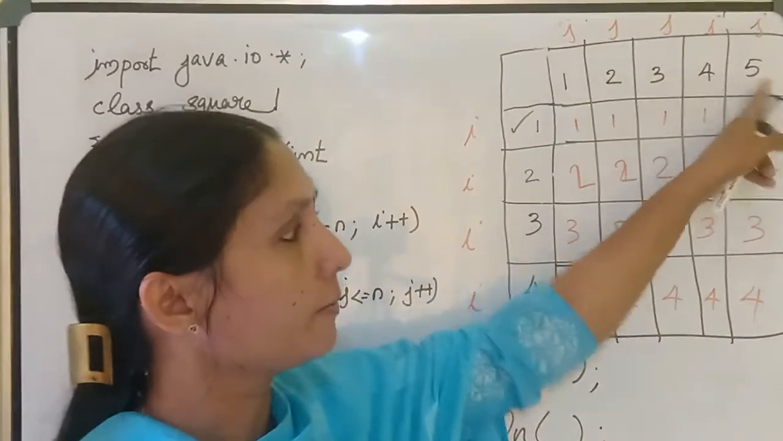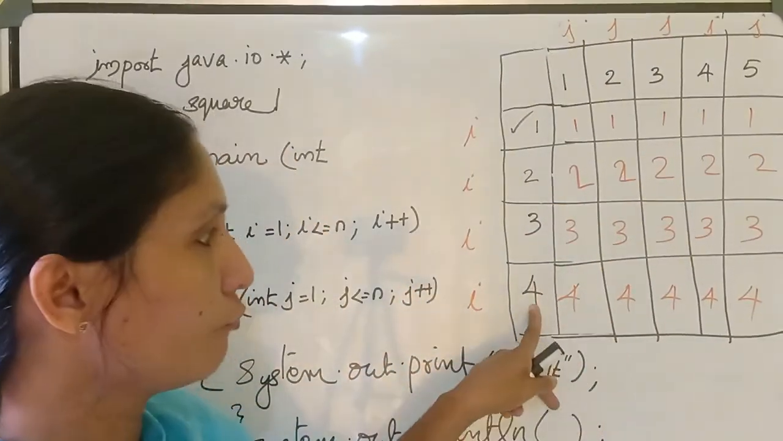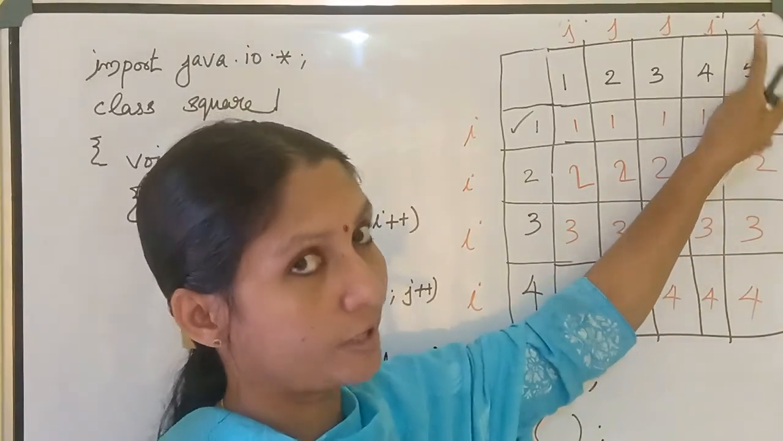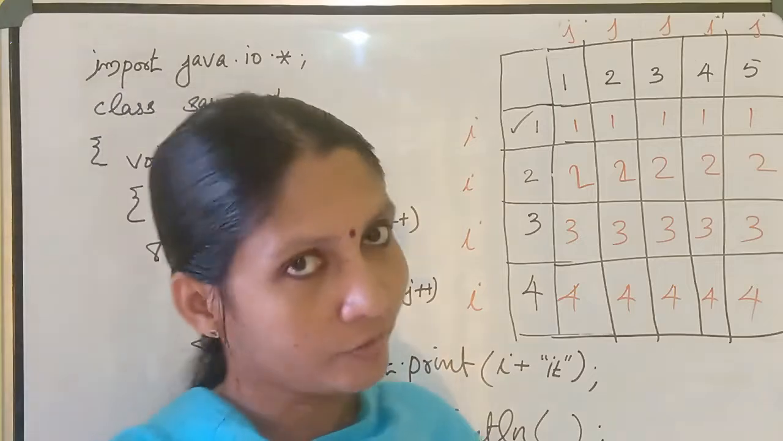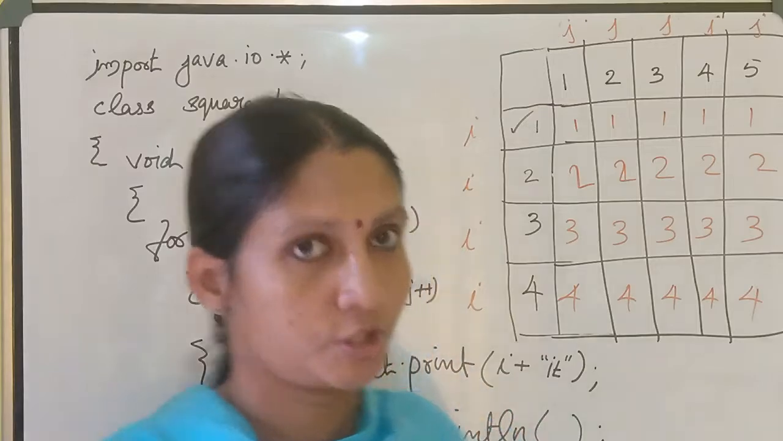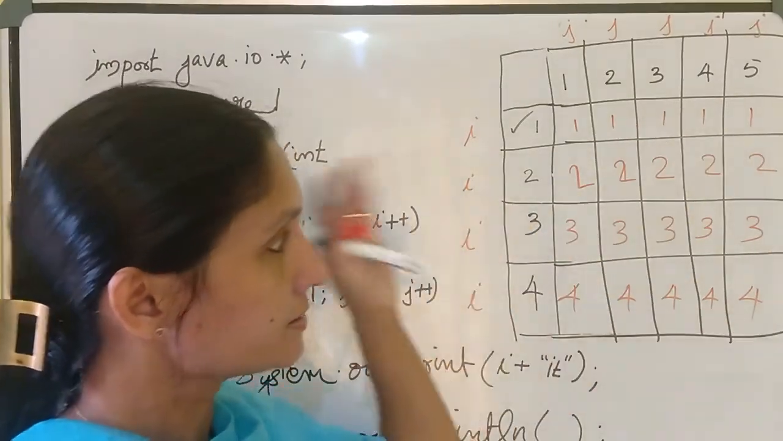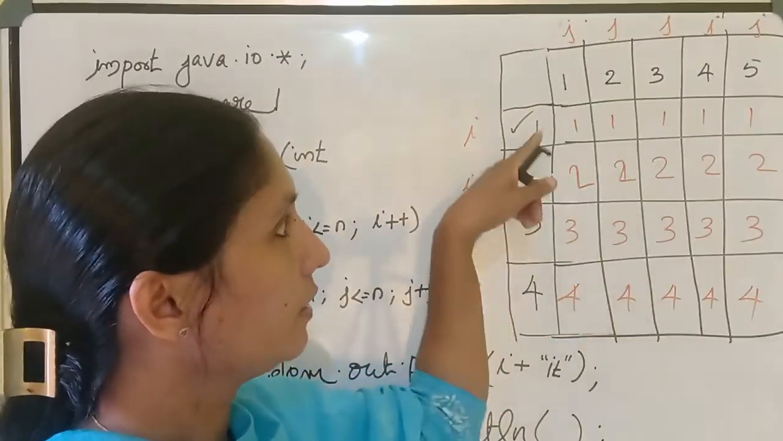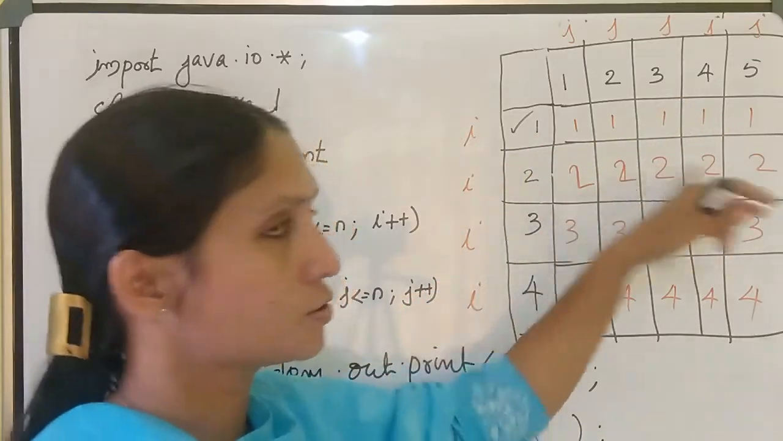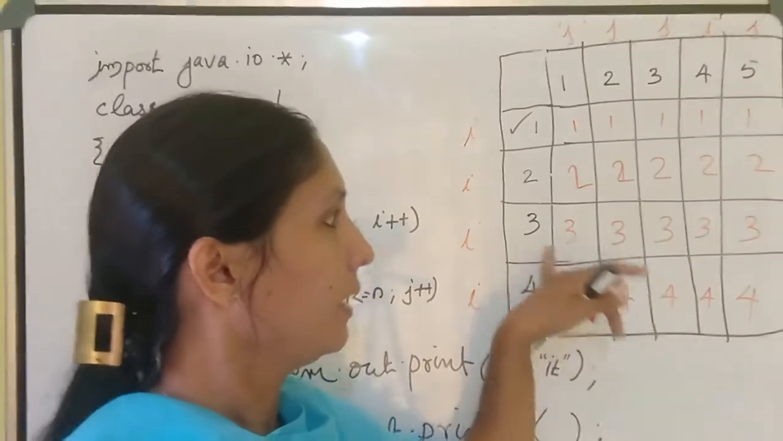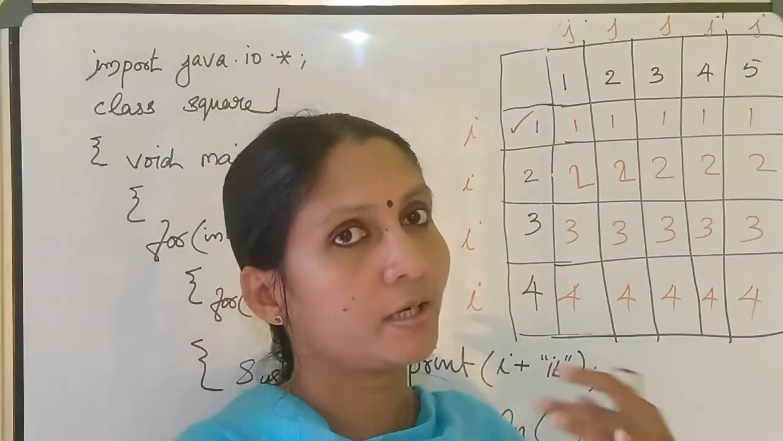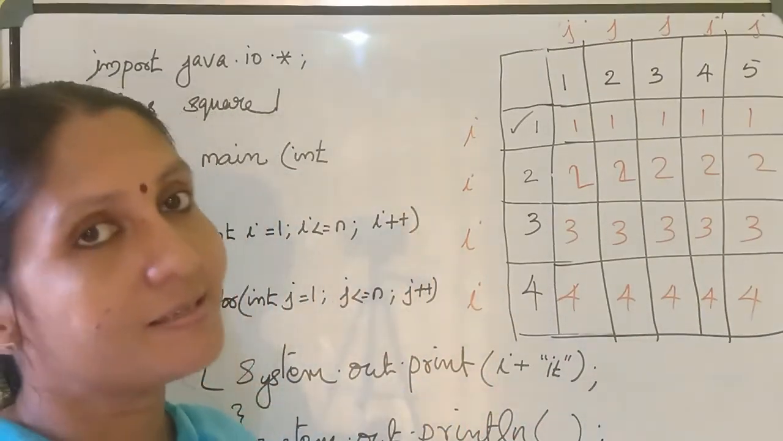Here the number of columns and the number of rows are different. Here the number of rows is 4 and the number of columns is 5. That means these are different. Length and breadth. If length and breadth are different, we can create a rectangle shape. But the elements are the same as the square pattern. What are they? In the first row the element is 1. In the second row the element is 2. And in the third row we have the element 3. And in the fourth row we can give the element as 4. These are the elements.